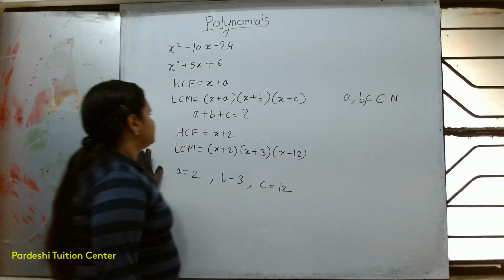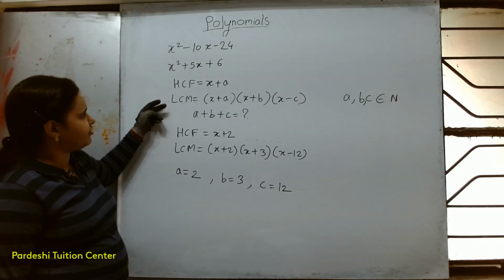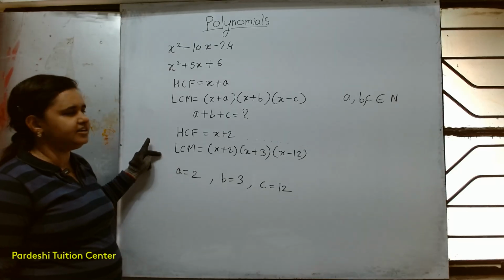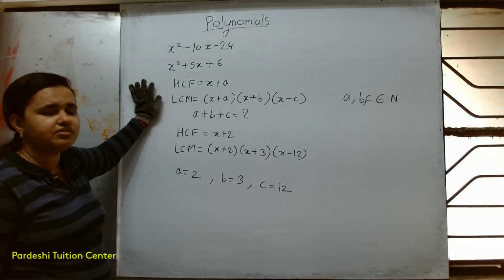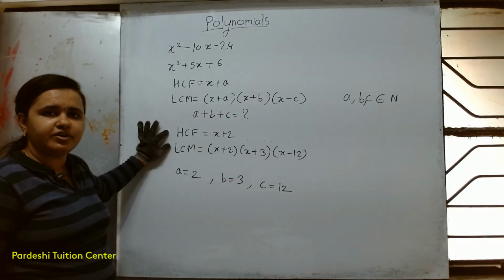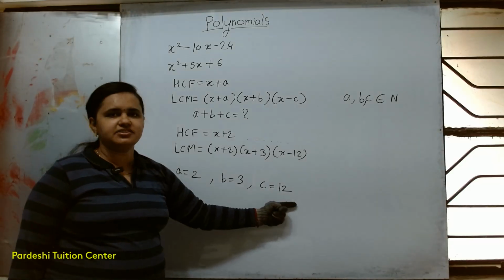Okay, I have calculated the factors of these two polynomials and I have found the HCF and LCM separately. Then I am comparing the HCF and LCM given in the question with the LCM and HCF we have calculated. So I have found a equals 2, b equals 3 and c equals 12.